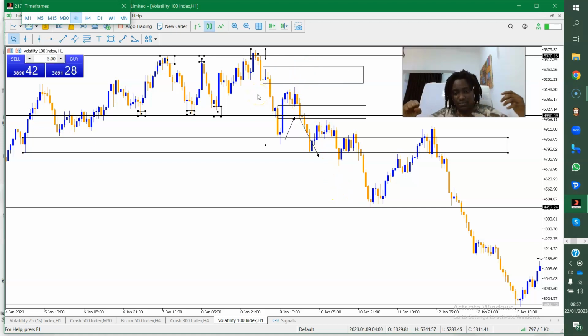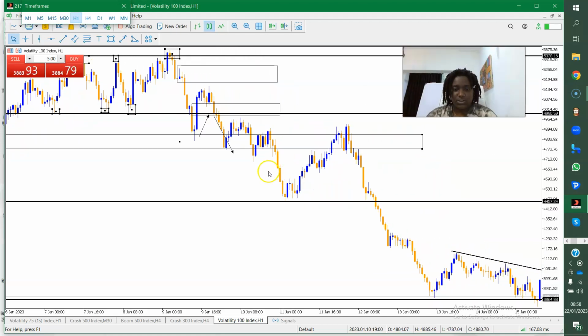Now, the TP was also calculated based on the distance from the support to the resistance, or from the top to the neckline of the Batman, right? And price actually played out like that. Price hit TP, and interestingly, price kept on selling from that zone, right? So this was a good trade.